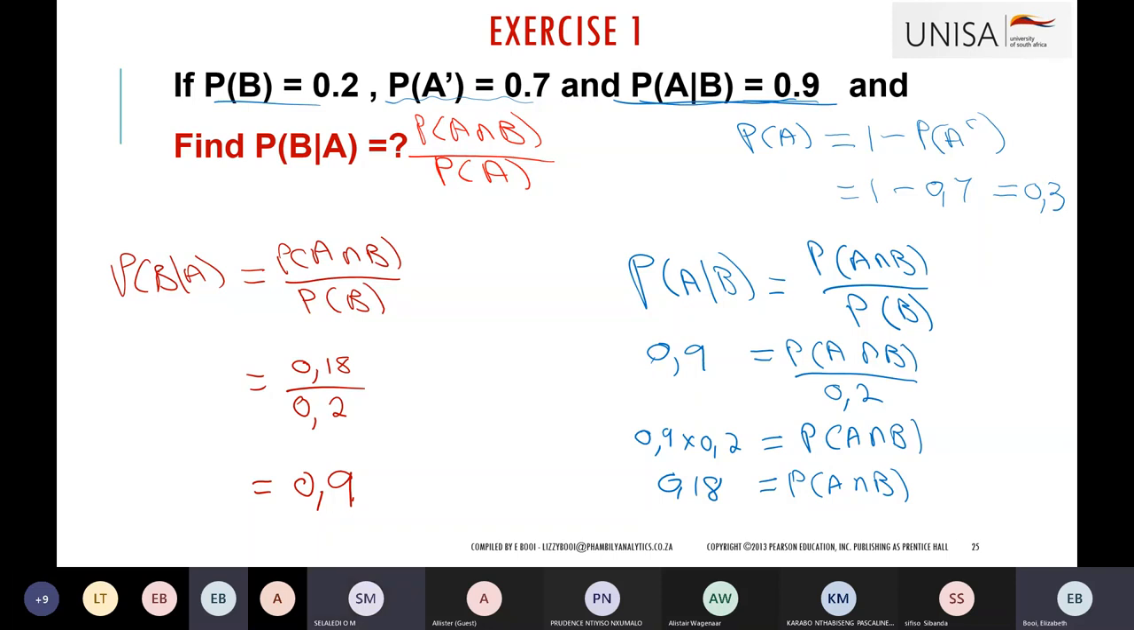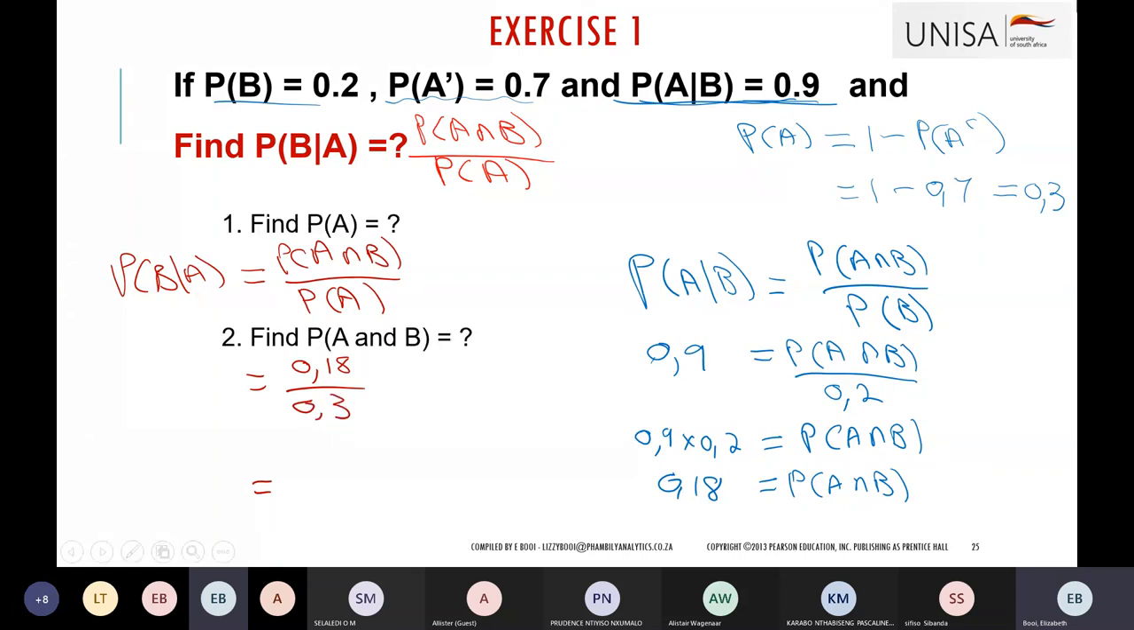Sorry, ma'am, if I can just quickly ask, is it not divided by the probability of A? Oh, divided by the probability of A. Yes, sorry, you are right. I divided wrong there. It's divided by the probability of A, and we did find the probability of A is 0.3. Certainly, thank you very much for picking that one up. So it's 0.18 divided by 0.3. Yes, you're right, it's 0.6. Thank you.